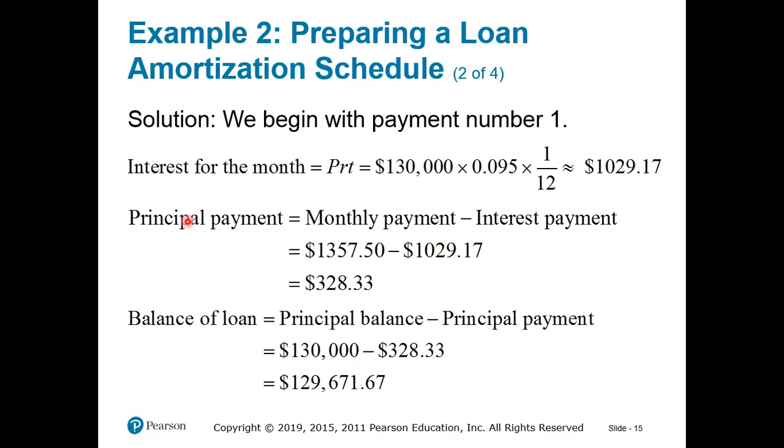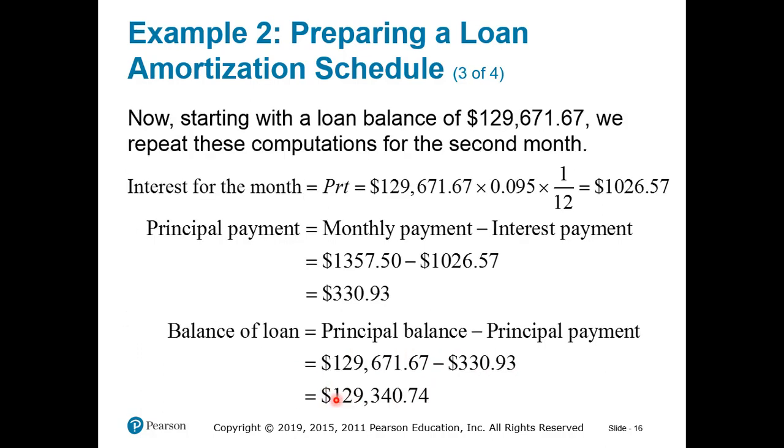So now to find your principal payment, you take your monthly payment, subtract off the interest payment, and this is the amount that's going towards principal. So now to find your remaining balance, you take your principal balance, which is the $130,000 that you started with, minus your principal payment, which is $328.33, and now this is your new balance. And so this is the amount that you're going to take interest on for the second month.